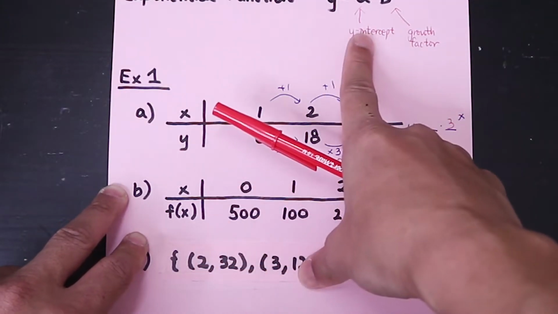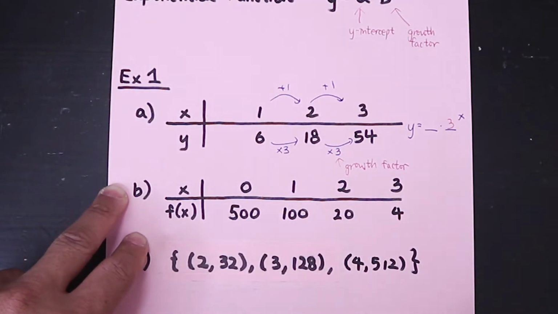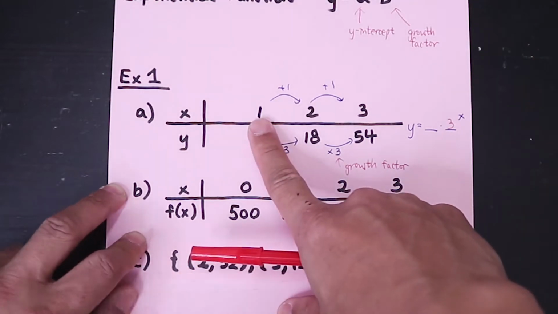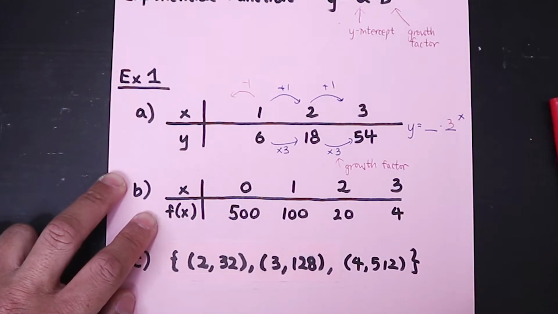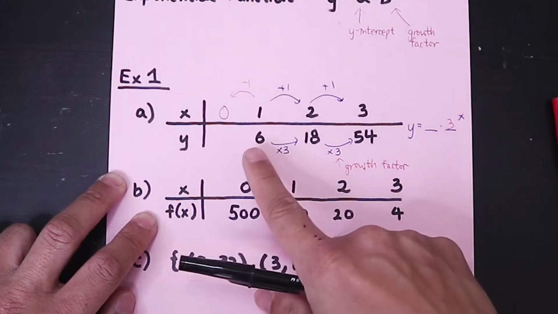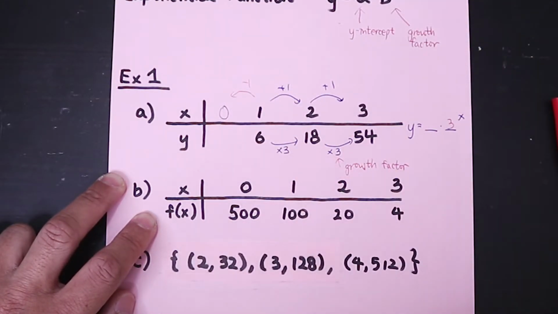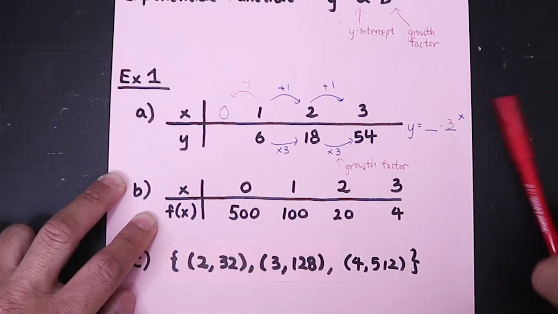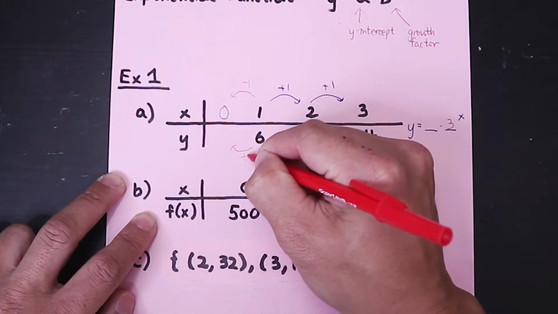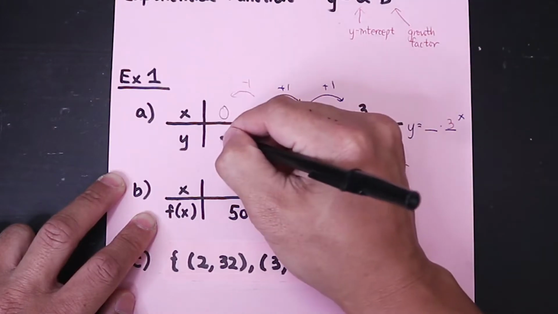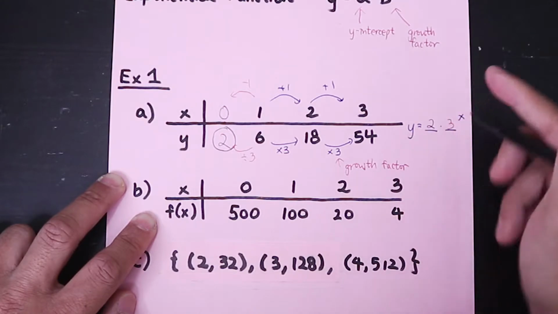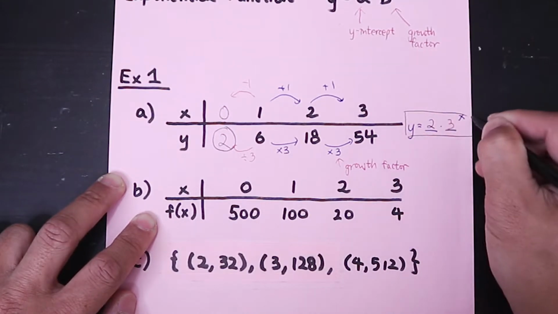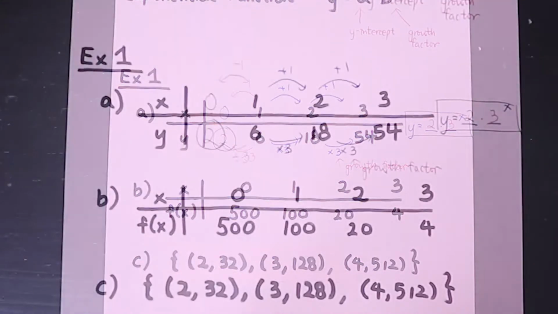And then for the y-intercept, just like how you find equations in slope-intercept form, you're going to backtrack. Since you have x equals 1 here, you subtract 1, and you get x being 0. Since you go from left to right, you multiply by 3; to go the other way, you divide by 3, right? So 6 divided by 3 is 2. That means this is your y-intercept. So it's y equals 2 times 3 to the x, and that's your final answer.